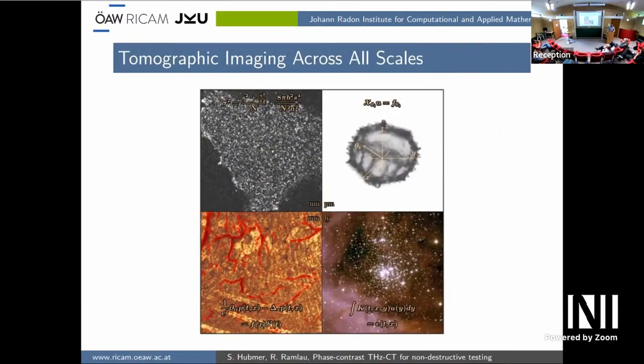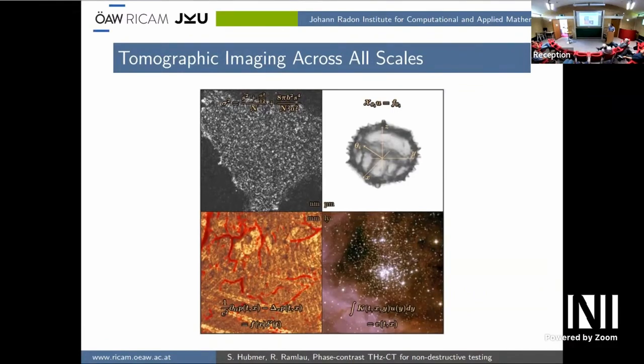And this is showcased by the logo of our SFB. So here you see four different length scales where we are doing tomographic imaging problems. So on the top left, this is in fact super resolution microscopy at the nanometer scale, where these white dots, which you see there, are proteins in cell membranes. So this is really, really tiny. And I will tell you a little bit more about this later.